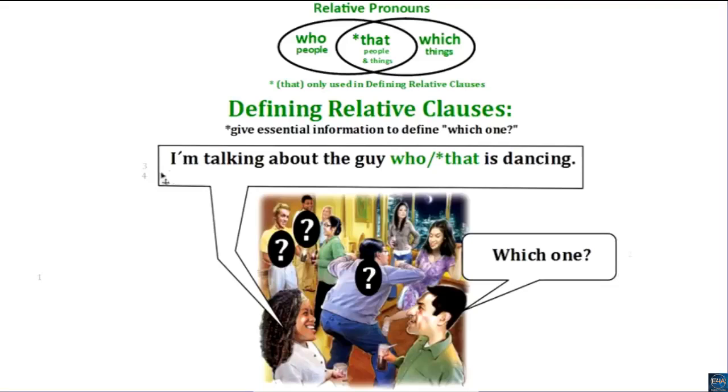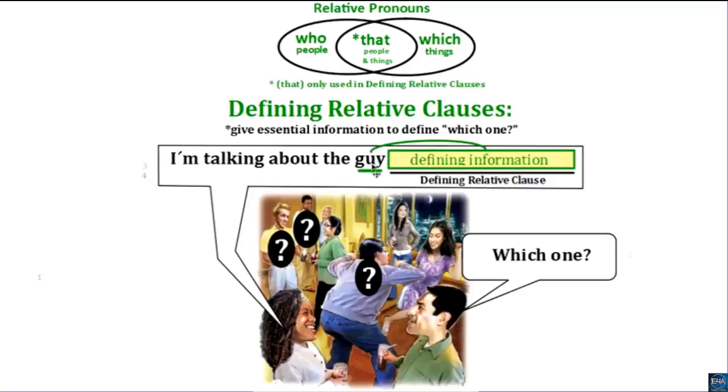Or, "I'm talking about the guy that is dancing." Okay? So, if we look at this, right? If I look at the word guy, and I say, "I'm talking about the guy," again, he's thinking, which one? Which guy are you talking about? So the information after the word guy is going to define him. It's the defining information about him, right? So, if I say, "I'm talking about the guy who is dancing," or "that is dancing," this is a defining relative clause. This information is defining the word guy. Again, that information is defining which guy. There are many guys, right?